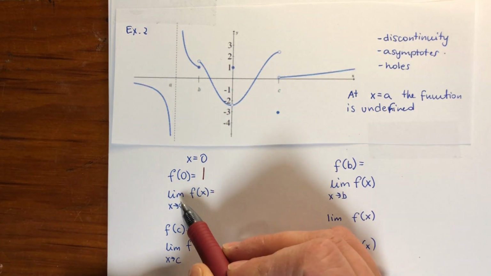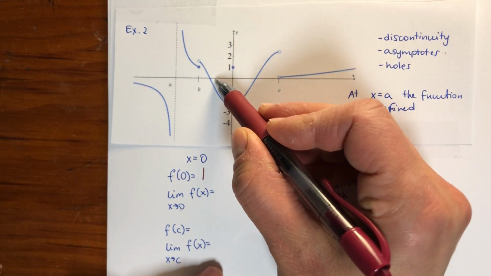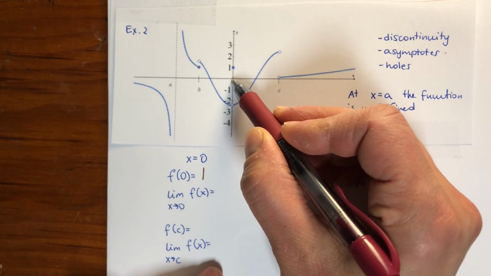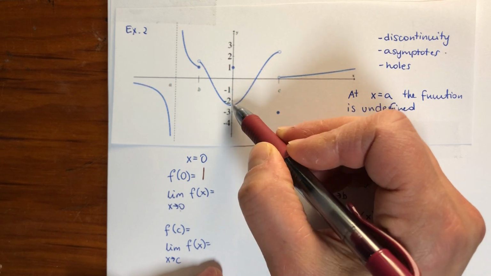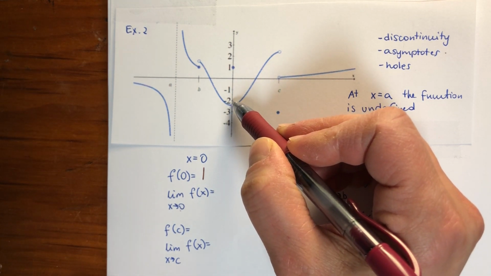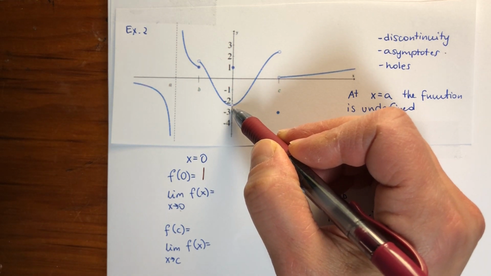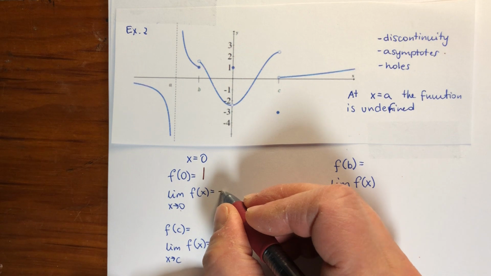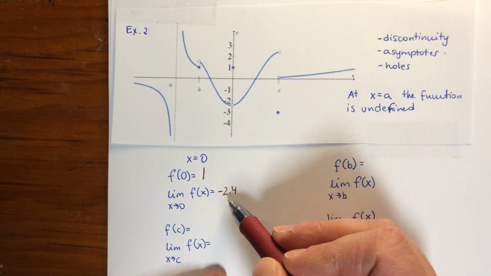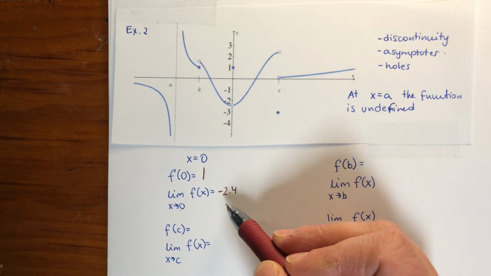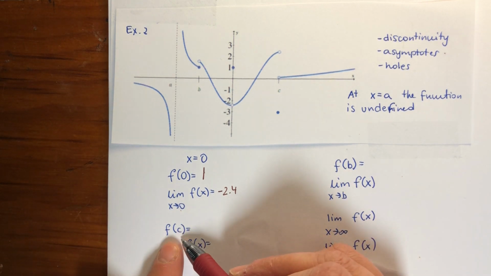Now, what is the limit as x is approaching 0? As x is approaching 0 from the left hand side, we are somewhere here. And then the same thing from the right hand side, we are also somewhere here. It is somewhere in between -2 and -3. I think it's a little bit less than -2.5, let's say -2.4. And I want you to see, we talked about this a little bit yesterday, those two do not have to be the same.